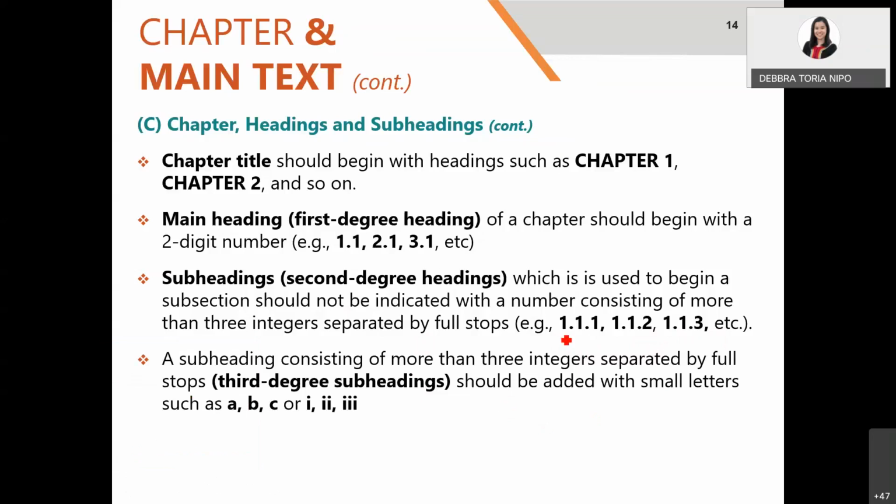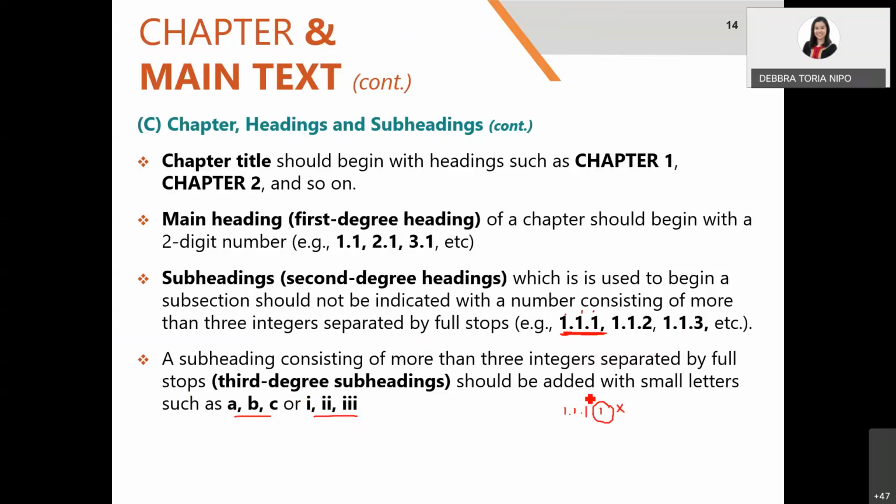This is by right the maximum that you can go. The furthest you can go is 1.1, only 3 integers. 1, 2, 3 integers here. If you have more, meaning third degree subheadings, you should not write it like this: 1.1.0.1.1. This is actually already wrong. You will have to present it using this way.